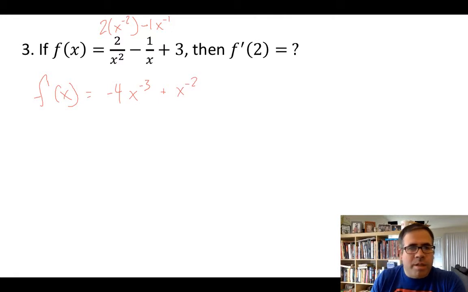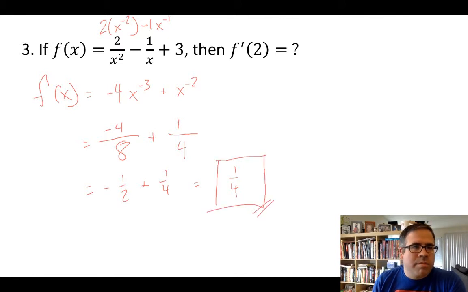Now when you plug in 2 here, you of course get negative 4 over, I'm going to switch back to this as a fraction, that's nicer for me, 2 to the third is 8. And then we have plus 1 over 4. We get negative 1/2 plus 1/4 equals negative 1/4. And there we go.